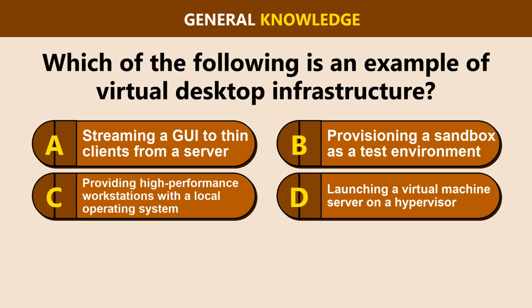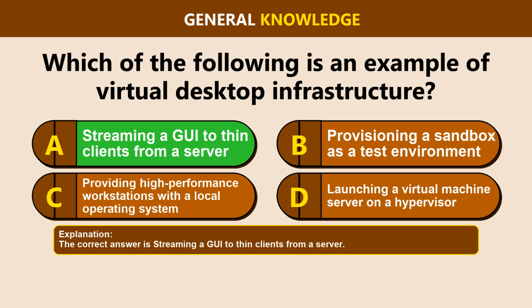Question 5. Which of the following is an example of virtual desktop infrastructure? Option A, streaming a GUI to thin clients from a server. Option B, provisioning a sandbox as a test environment. Option C, providing high-performance workstations with a local operating system. Option D, launching a virtual machine server on a hypervisor. The correct answer is option A, streaming a GUI to thin clients from a server.